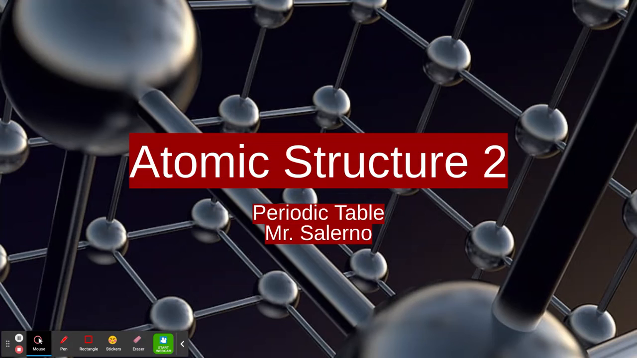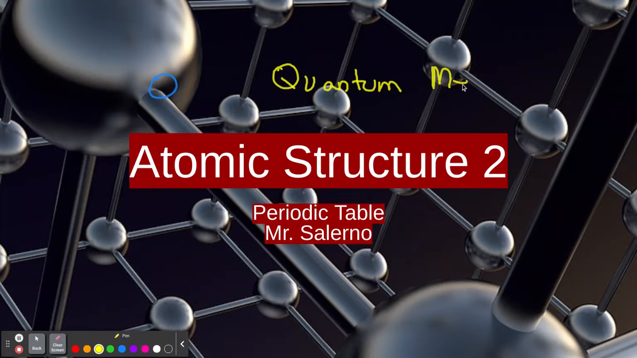A couple of students asked about electrons and the nucleus, and it's a great question actually. Since the electrons are negative and the protons are positive, why don't the electrons fall into the nucleus? It has to do with quantum mechanics. Let me write that down. Let's try yellow. There we go. Quantum mechanics.